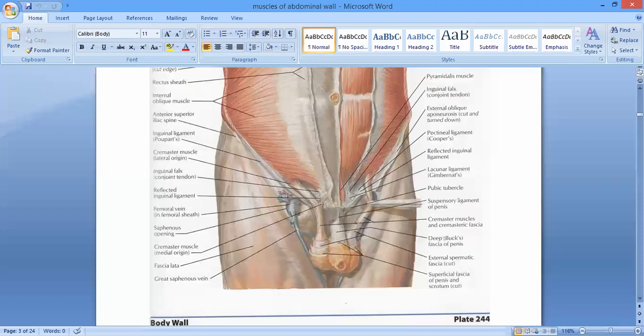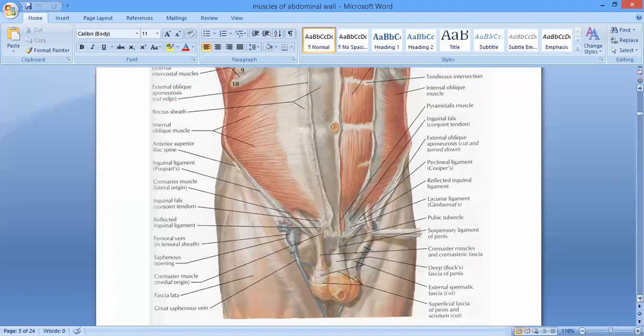And the 2 are the vertical muscles. The 3 muscles I told you are the flat muscles, flat concentric muscles, right? And the 2 are the vertical muscles.